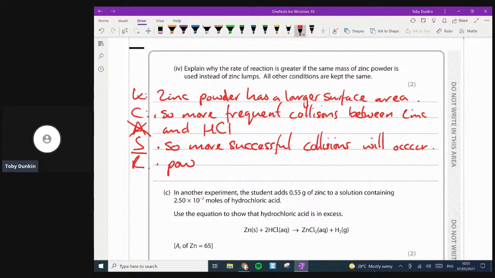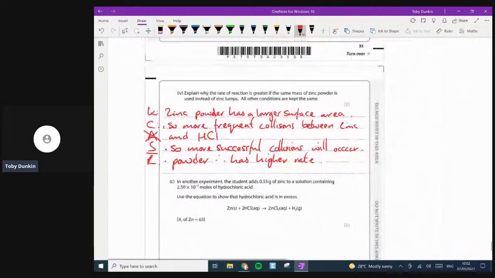So powder has a higher rate. Powder, therefore, has a higher rate. You're not allowed to do that in your exam, by the way. Higher rate with the little three dots. You just want to write the words. Moving on.